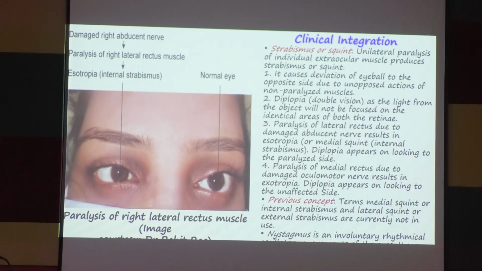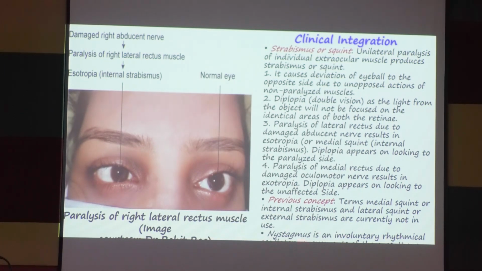Paralysis of medial rectus, due to damage of the oculomotor nerve, results in exotropia. Diplopia appears on looking to the unaffected side. According to the symptoms, you have to identify which nerve is paralyzed. And according to the previous concept, terms like medial squint or internal strabismus and lateral squint or external strabismus are currently not in use. And nystagmus, what is nystagmus?